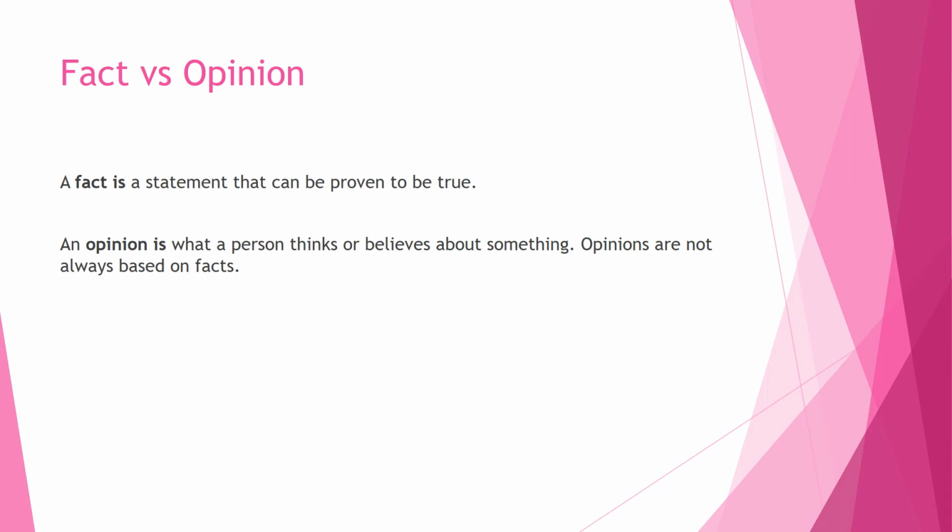Fact versus opinion. A fact is a statement that we can prove to be true, and an opinion is what a person thinks about something. So I might have an opinion about a TV show, and someone else may have another opinion about it. I might really like that TV show, that's my opinion. Someone who doesn't like that TV show, that's their opinion. Neither of us is right or wrong in what we're saying. It's just how we feel and how we think, and that's our opinion.